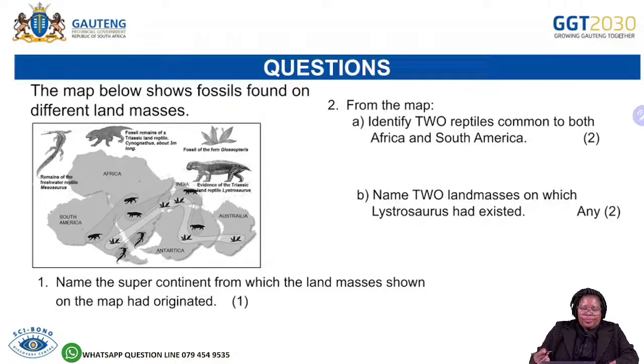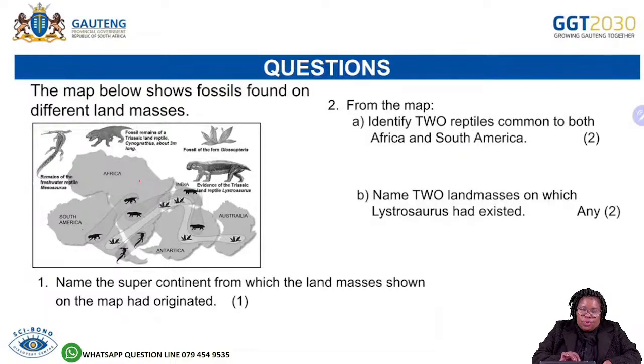Okay. Now, this map below shows fossils found on different land masses. So these are our continents. Now, in each continent, we are given here that these animals are found in there. All right. Now, question one. Obviously, before you can even answer question one, you look at what is given in the diagram. So we can quickly look at what is given, girls and boys.